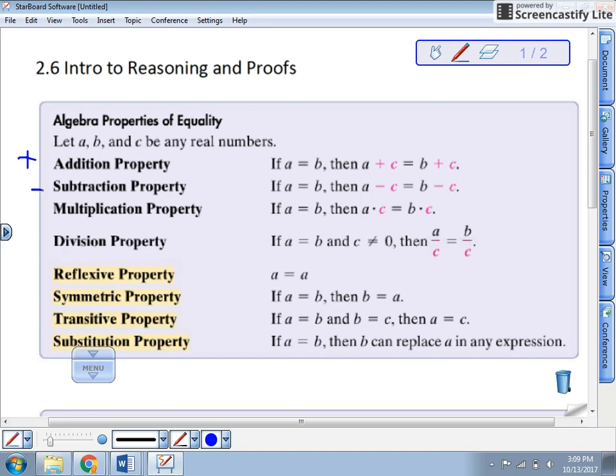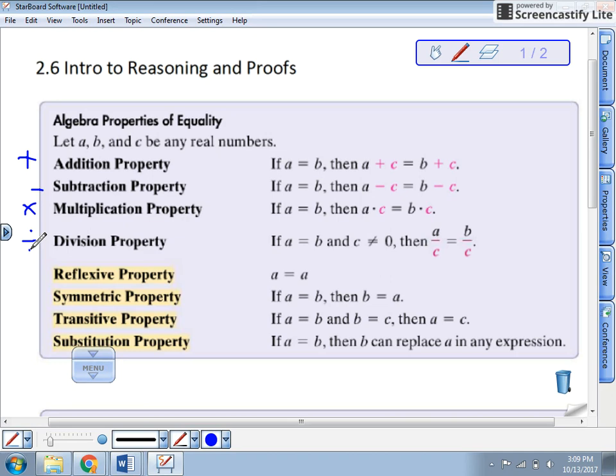Then we've got the subtraction property. Same thing. If A equals B, if I subtract C from both sides, they're still equal. That's the subtraction property. Multiplication, and then obviously we have division. Same thing. A and B equal to each other. If you multiply each side by C, or if you divide each side by the same value, they're still going to be the same. So properties are pretty self-explanatory.